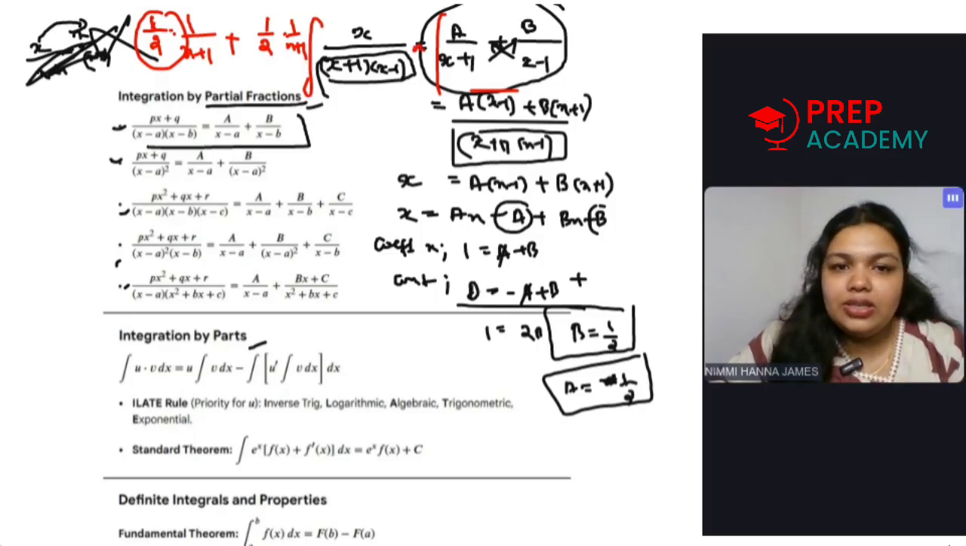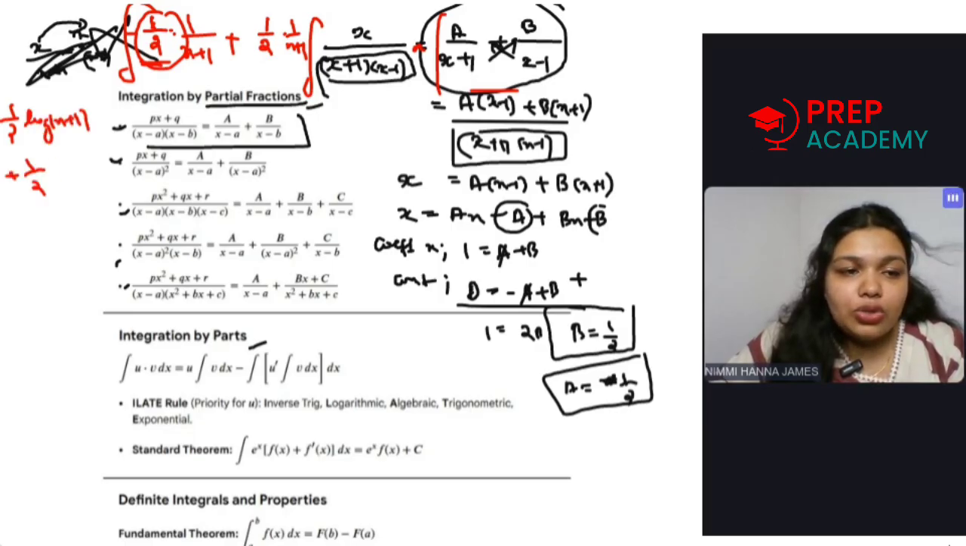So the integral of this is now very simple. We take 1 by 2 outside, that is 1 by 2, and the integral of 1 by x plus 1 is, as we discussed, we can use the substitution or whatever it is, log of x plus 1, plus 1 by 2 into log of x minus 1. Okay, so this is the answer.